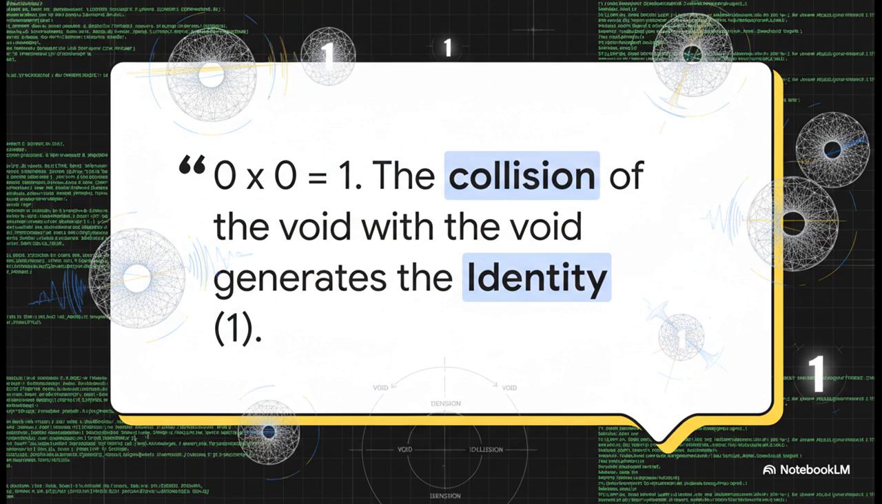The system calls this the ricochet effect. It basically argues that a truly static, absolute nothingness is impossible because the container itself, totality, is alive with tension. Therefore, the self-interaction of totality doesn't result in nothing. No, it generates presence. It generates the identity one. In this system, something must come from nothing.